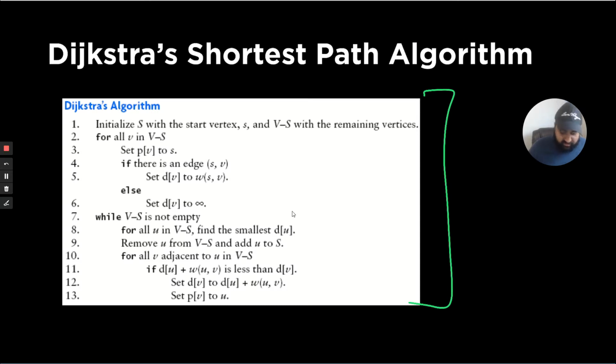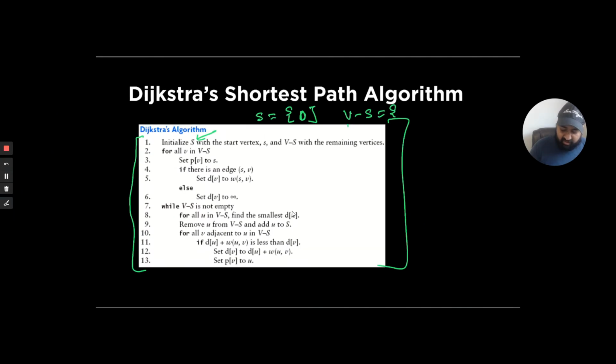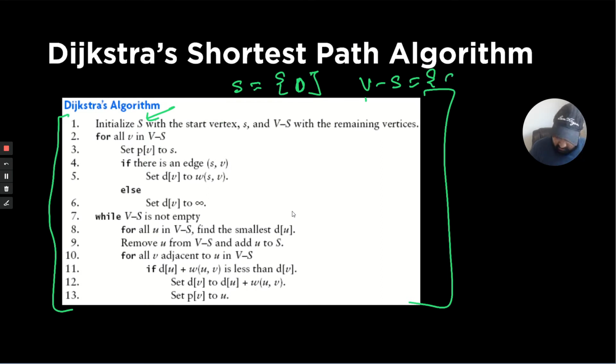So the first one describes that we need again four different data structures, two sets and two arrays. We initialize S with the start vertex. So S initially contains just our start vertex. For the previous example, it was just 0. And V minus S contains all the vertices except the start vertex or the source vertex. So it will have 1, 2, 3, and 4.